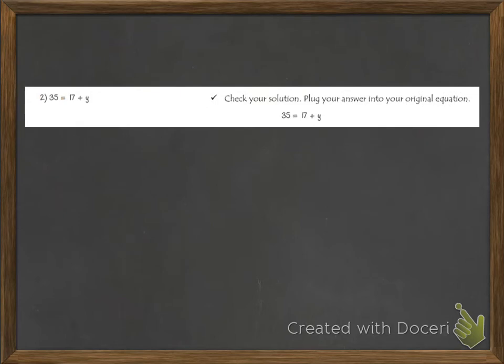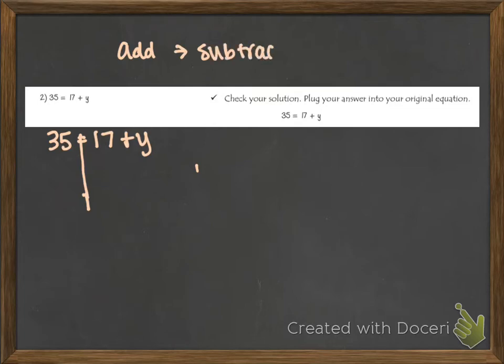Okay, let's try this again. Remember we said that we were going to first draw a line through our equation. So let's rewrite our equation first. This time our variable is on the right side of the equal sign, and that's completely fine. We're going to solve it the exact same way by drawing a line through our equal sign, and then we are going to identify that this is addition. So the inverse would be to subtract.